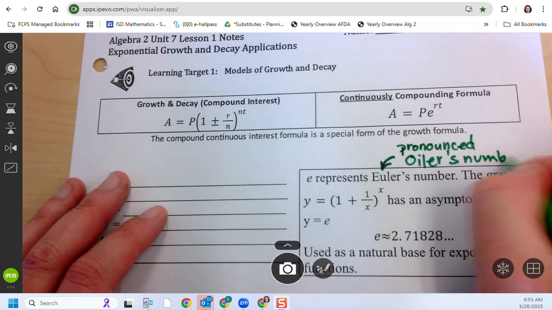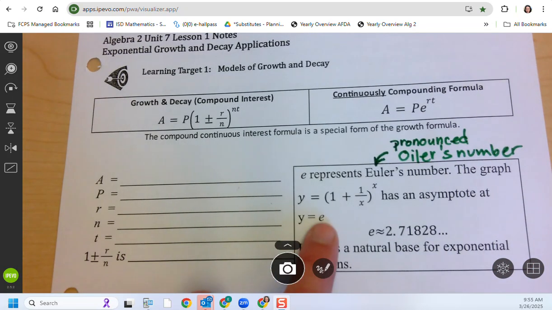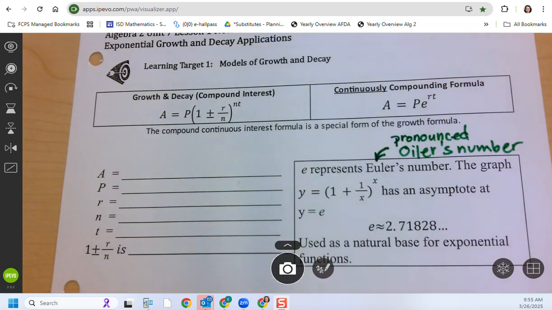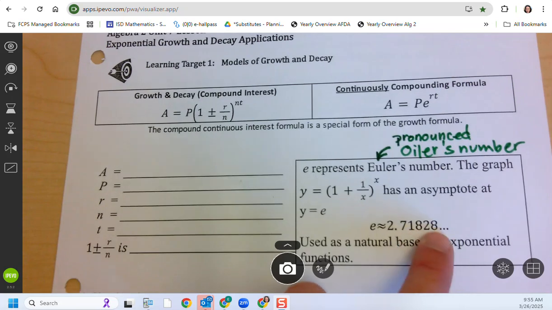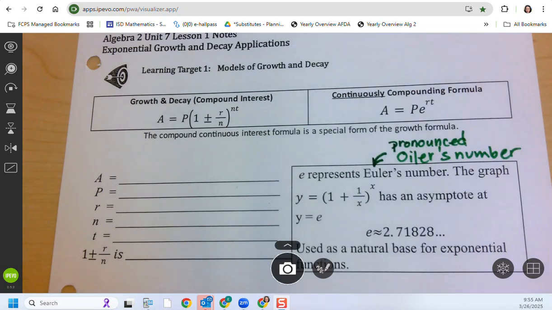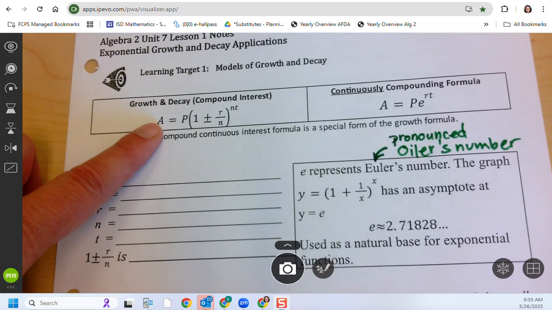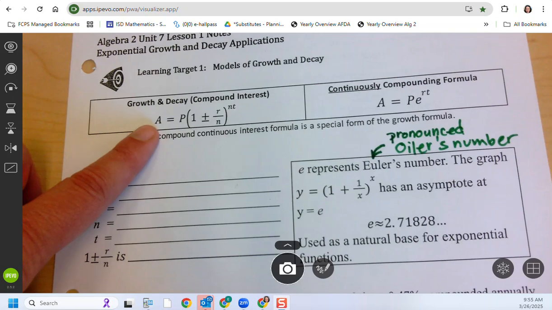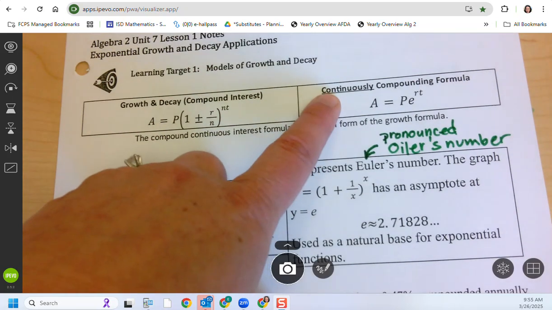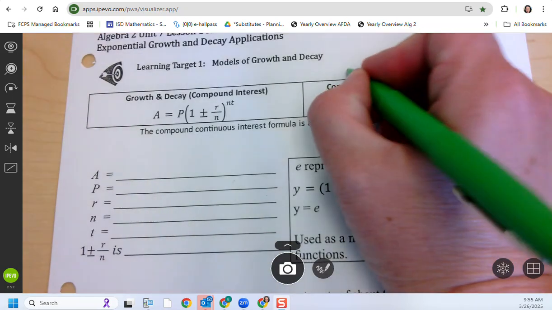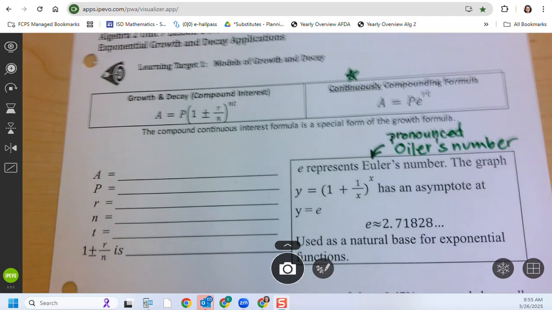Okay, now this number E is an irrational number like pi is irrational. It has digits that go on forever, and even though it looks like they repeat, they don't actually repeat, okay? So the digits go on forever, just like pi does, but we use an approximation to answer some problems. All right, most of the problems that we're going to do are going to use this compound interest formula. But whenever you see the word continuously, that is going to tell you that we're going to use this formula over here. We need to know what the variables stand for.